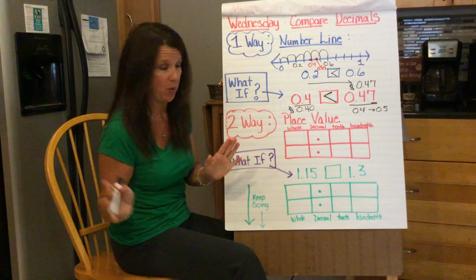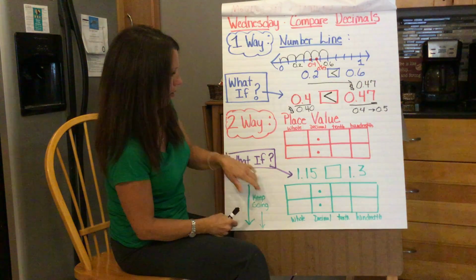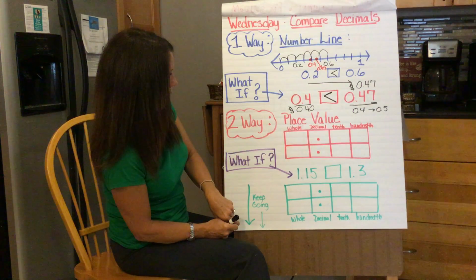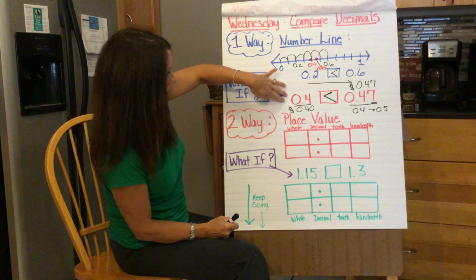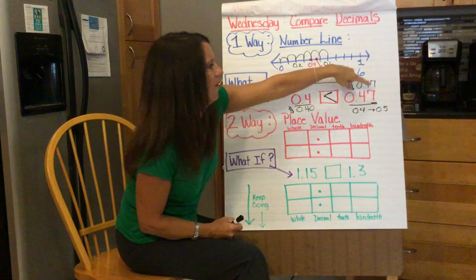All right, here's the second way. Place value. I think I was just planning on using the same numbers here. So I want to compare 0.4 and 0.47.